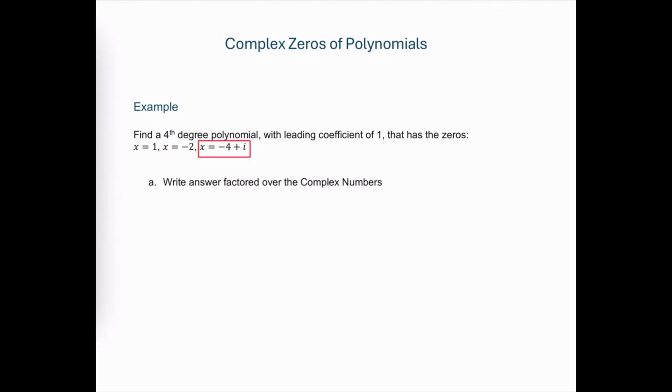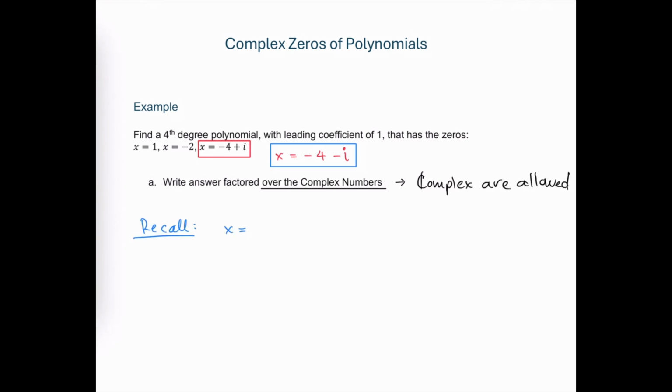But because one of the zeros is complex, we know by the conjugate pairs theorem that its complex conjugate must also be a zero. And this is now the 4th zero. In part A, we're asked to write our answer factored over the complex numbers. Basically, that means complex or imaginary numbers are allowed in the factorization.